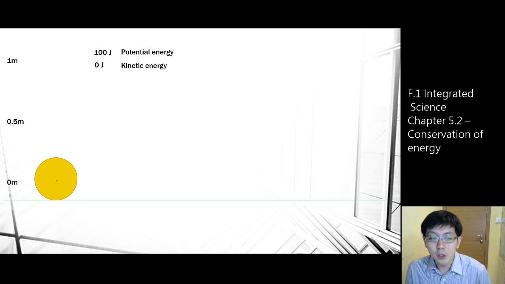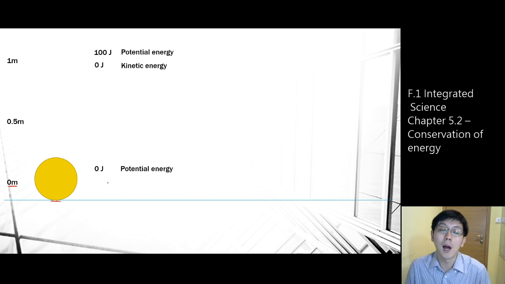So when the ball reaches the ground, the potential energy here will be 0 joule. Now actually, I should make a remark here. If you study physics, this is not very accurate. But for Form 1 level, you treat it as 0 joule potential energy here. Why? It's because it is already placed on the ground. It is already touching the ground. So I would say it is 0 meter above the ground. So I put a number here, 0 joule potential energy.